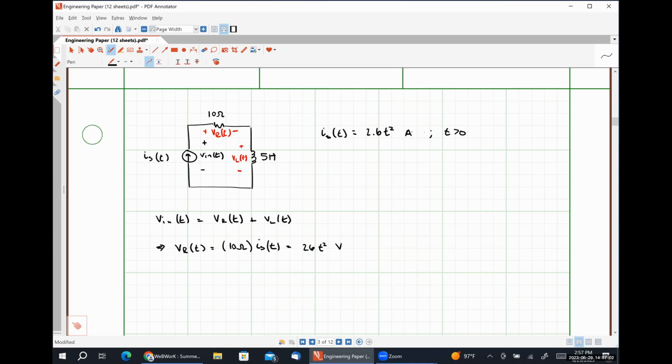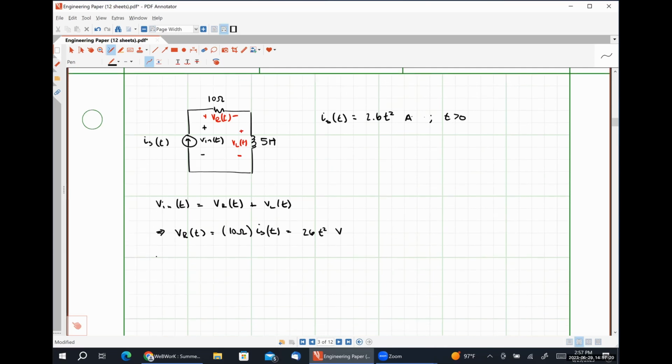One of the things that seems to trip students up when we get to this part of the class is they tend to actually overthink things. Ohm's law is Ohm's law. If we know current and we know resistance, we can calculate voltage. Okay.